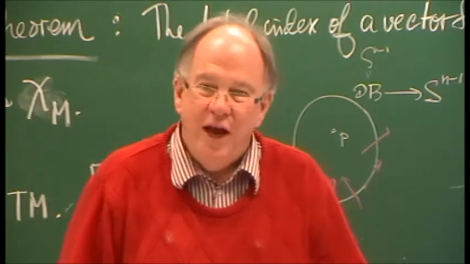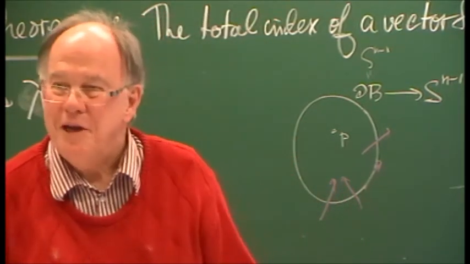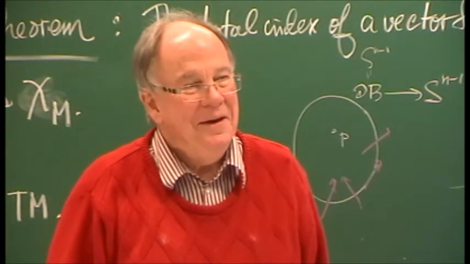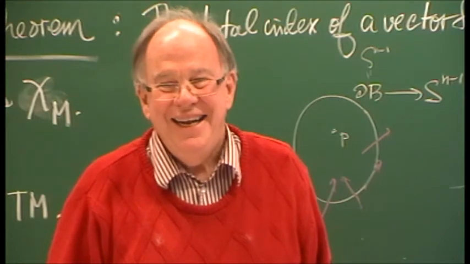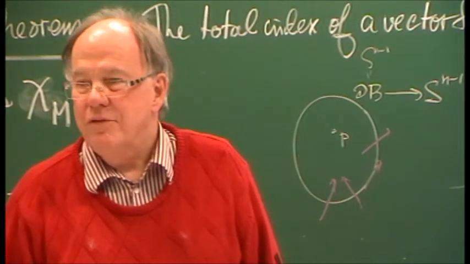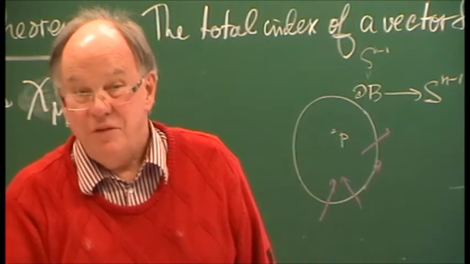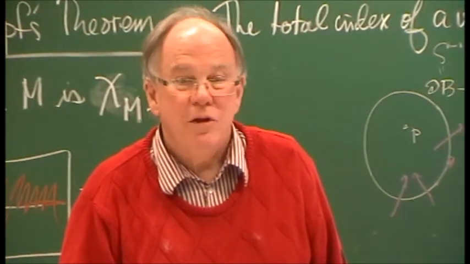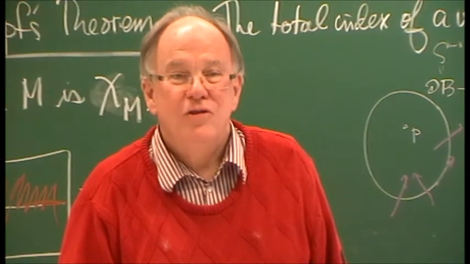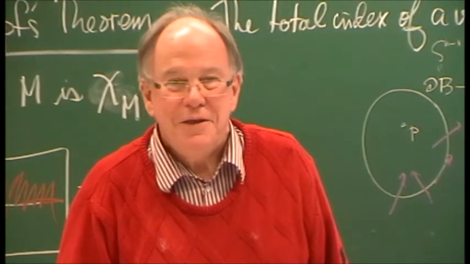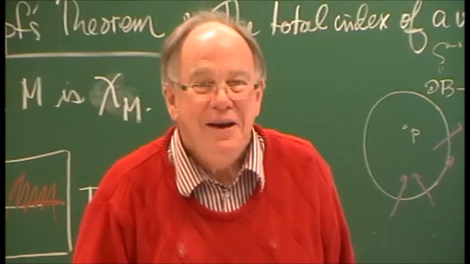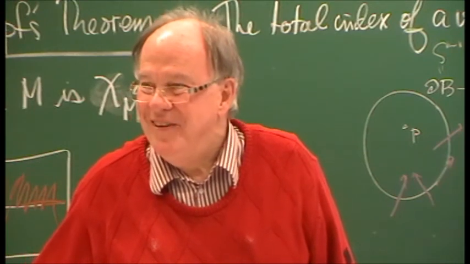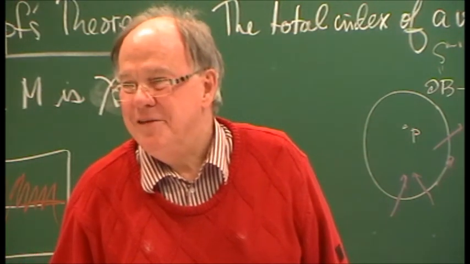If you count this properly, with orientation and so on, you get what we call the index of the vector field at the point. And the Euler characteristic is the sum of the indices over these points. So the sum over the zeros, counting the right kind of orientation and multiplicity. Isn't that one of the most beautiful things you've ever heard of? This is incredible. And the corollary is, if a vector field doesn't vanish, there's nothing to discuss here, right? It says the Euler characteristic is zero.